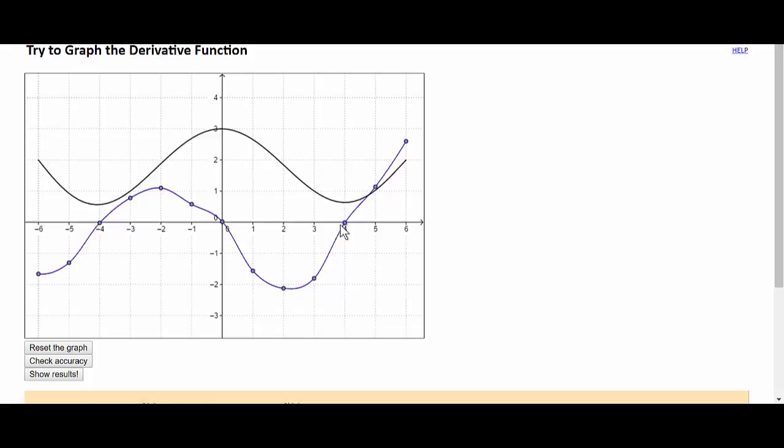Remember, when you graph a derivative, you're graphing the values of the derivative on that function. So what I would do is just kind of slide this up here, and then just sort of slide that in somewhere like that.